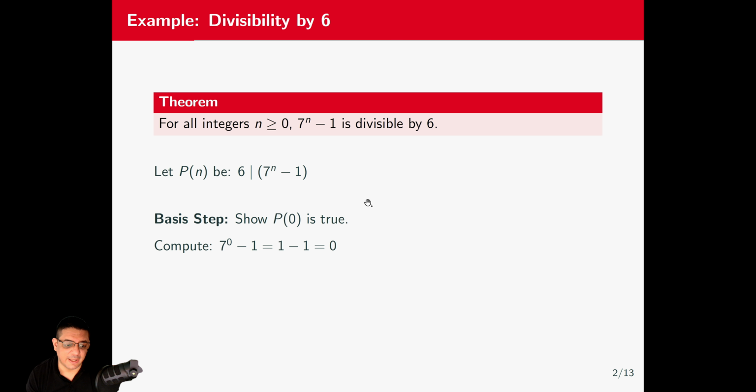Then the basic step is to show that for 0, this is true. Now, for 0, we have 7 to the 0 minus 1, which is just 1 minus 1, which is 0. And since we can see 0 as 6 times 0, we have that 6 divides 0. And hence, P of 0 is true.